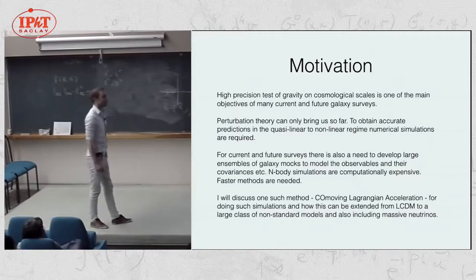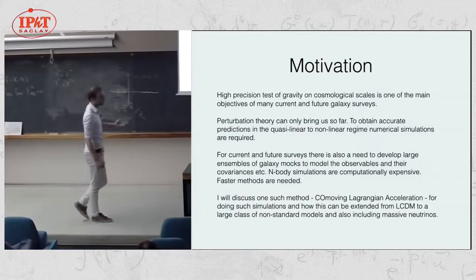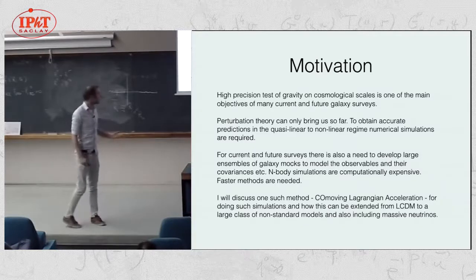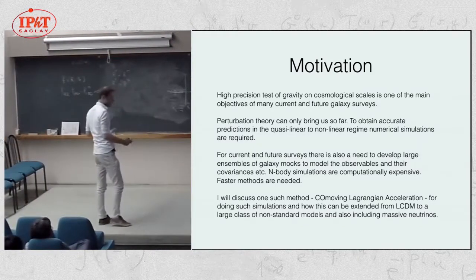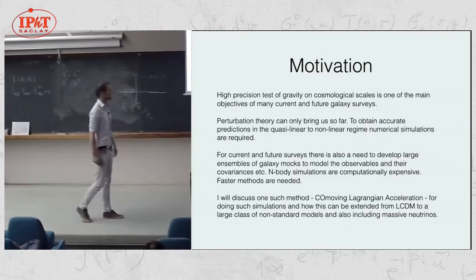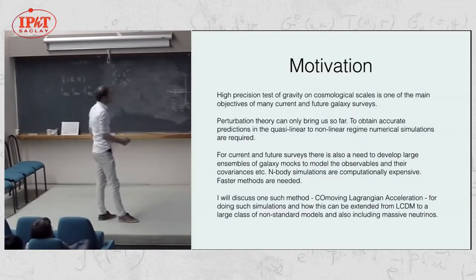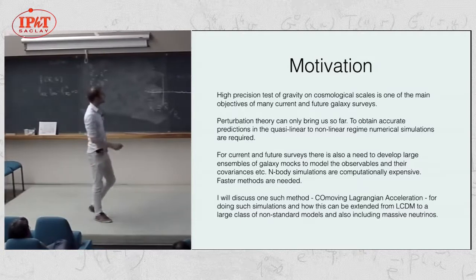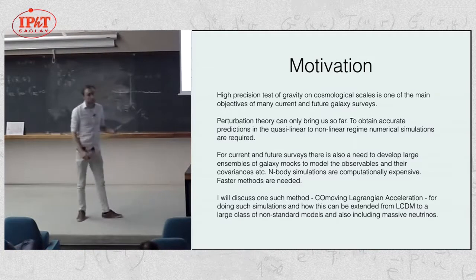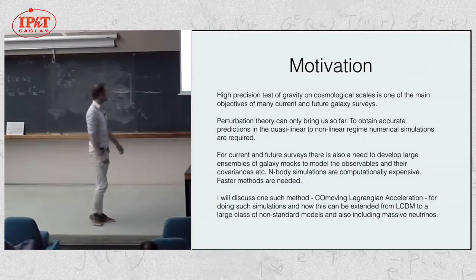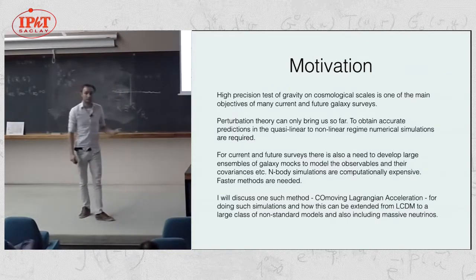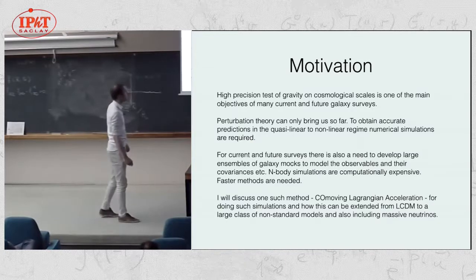However, perturbation theory can only bring us so far. If we want to use the information on nonlinear, or quasi-linear to nonlinear scales, and to have accurate predictions, we need to rely on numerical simulations. And also for many of these future surveys, there's a need to generate a large ensemble of galaxy mocks to model the observables, the covariances, do checks of systematic effects, etc.